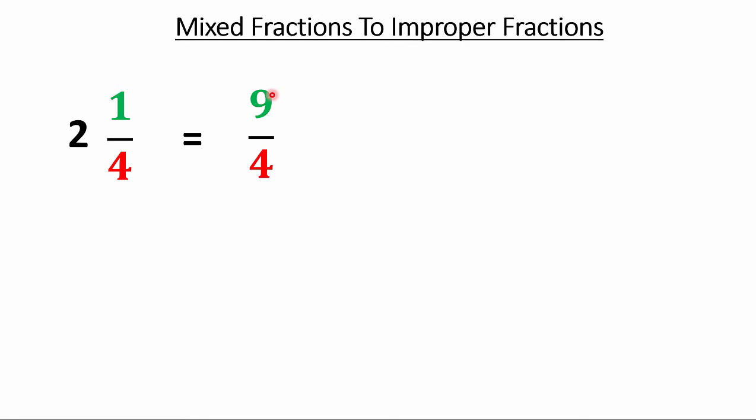And you write the 9 on the top, and you keep the 4 on the bottom. The 4 never changes, the denominator never changes, only this numerator is gonna change. So you go multiply and then add. Let's do a couple more.